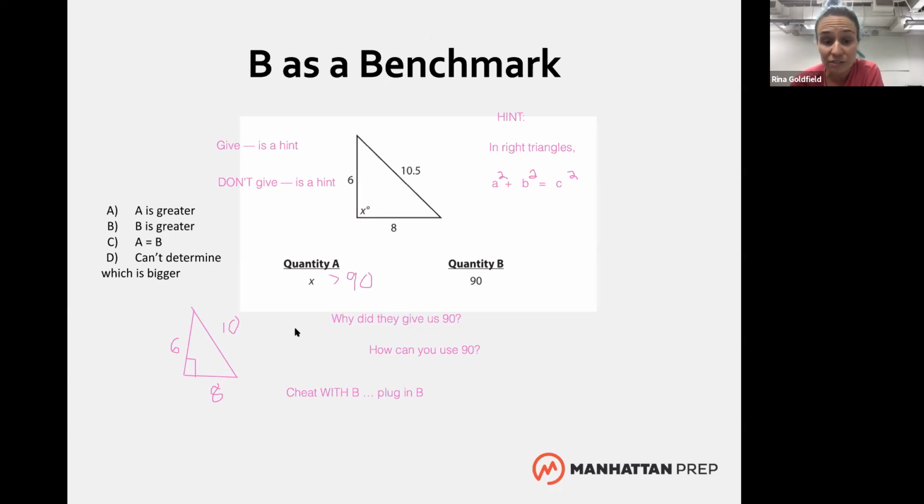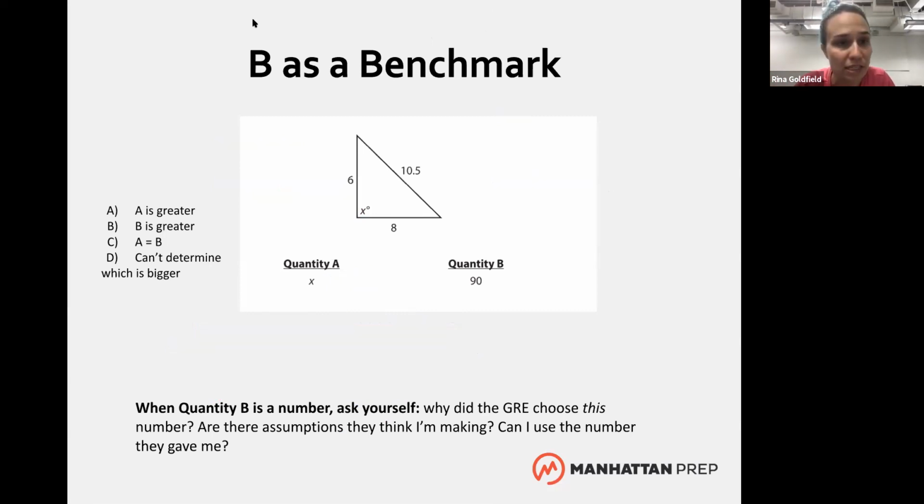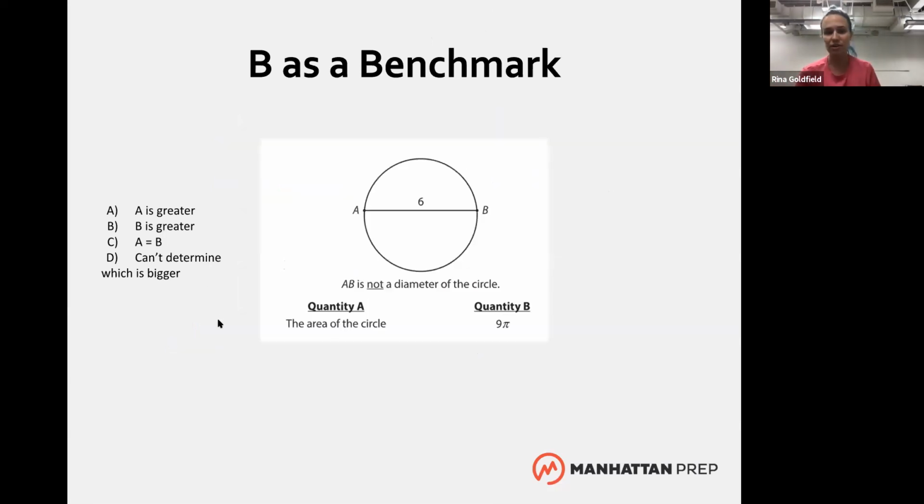So again, with this idea of cheating off B, when quantity B is a number, you're asking, why did they use this number? Are there assumptions? Can I use what they gave me? And one way we can use it is to plug it in. We can imagine, what if it were C? What if they were equal? And see what happens. Okay, I'm going to give you guys one more example with B as a benchmark, and then we're going to see some other examples here. Okay, another minute. Go for it.